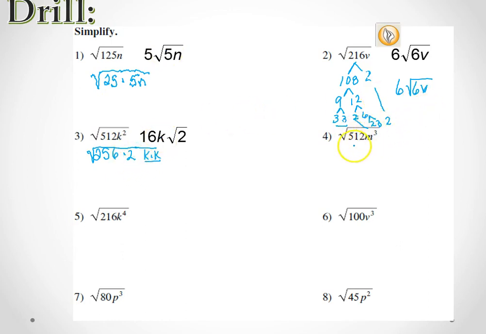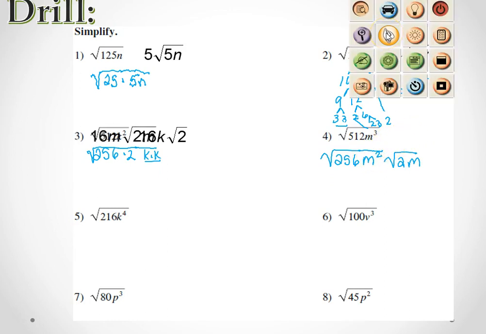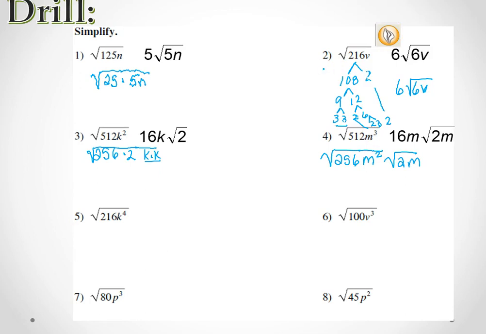Again, I have 512, which is 256, so I'd have the square root of 256. And I'd have m squared, because that's an even power. And then what are my leftovers? Well, my leftovers is 256 times 2, and m squared times m gives me m cubed. So the square root of 256 would be 16. The square root of m squared would be m. And you could follow these the rest of the way through.